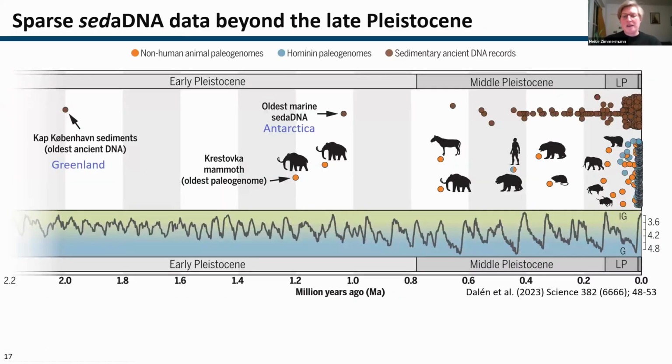So overall, DNA can be preserved over up to 2 million years of time, and the oldest DNA that we found so far was from marine sediments, from Antarctica, dated to 1 million years ago. But most of the samples we have are actually falling into the Holocene and the late Pleistocene, so there is a relatively big gap in the middle and early Pleistocene. And with my research, I want to address this gap.